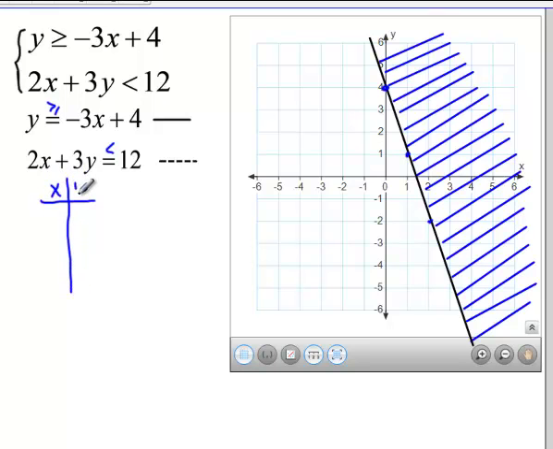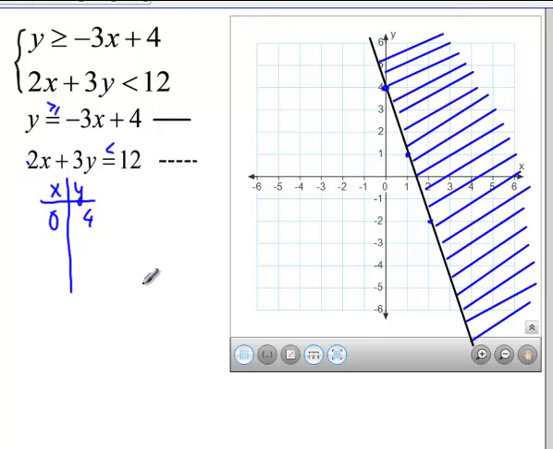This is x, this is y. And what we are going to do, we are going to ask ourselves a question. So let's say if x is 0, what is the value of y? Okay, so if x is 0, the whole term right here is 0, and 3y equals 12, so y must be 4.